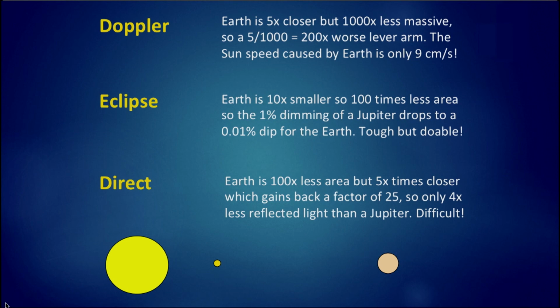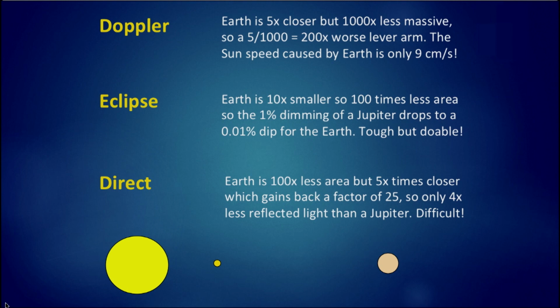Starting with the Doppler method, compared to the Earth, Jupiter is 5 times further away and 1,000 times more massive. So the Earth being closer and less massive in the lever arm argument, or the center of mass balance beam argument, is a 200 times worse lever arm. In other words, it's much harder with the Doppler method to detect Earths than it is to detect Jupiters.